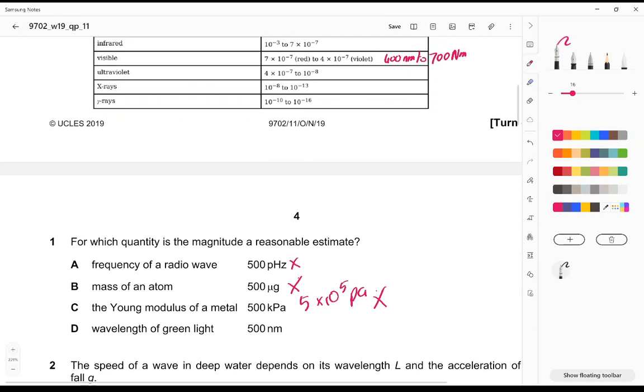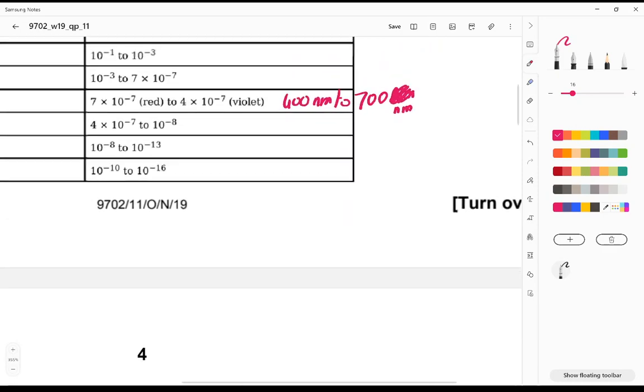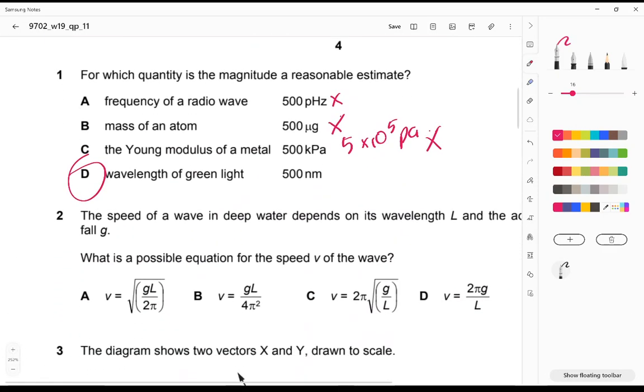As we are supposed to just find an estimate, the wavelength of green light does make sense. It is given in nanometers. Actually, I've just used the wrong symbol for nano. This has to be small. So remember, nano needs to be represented by a small n over here.